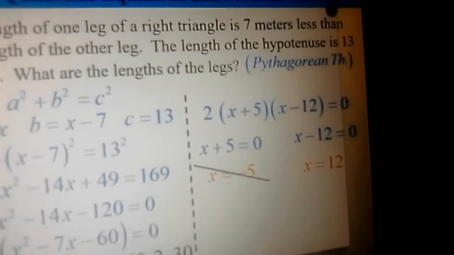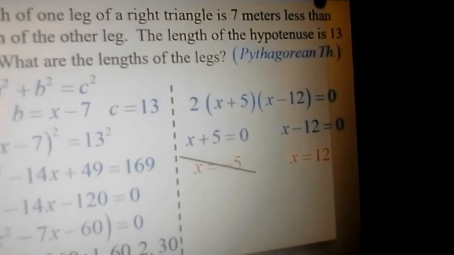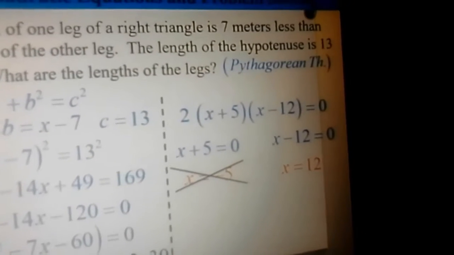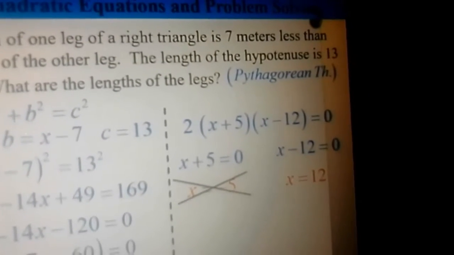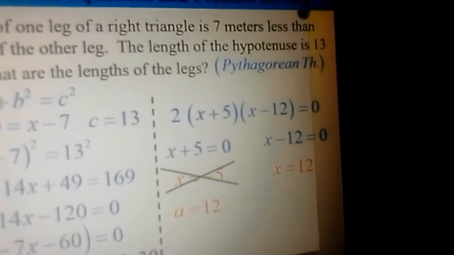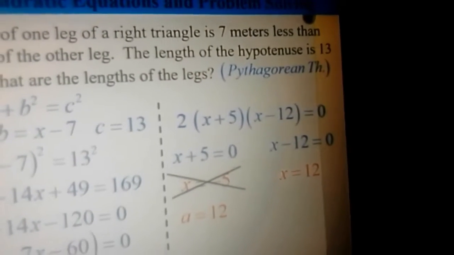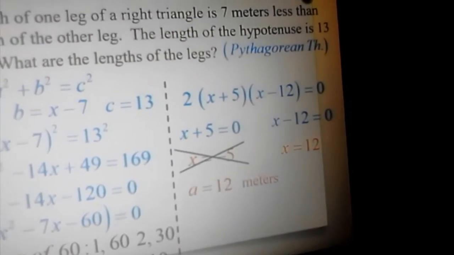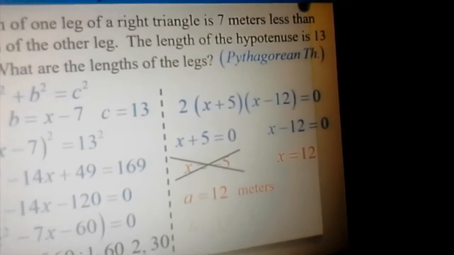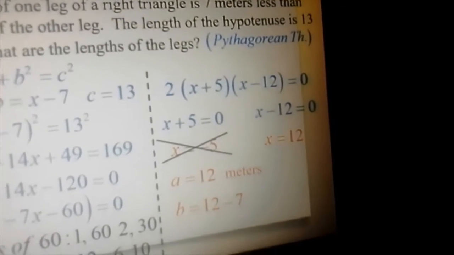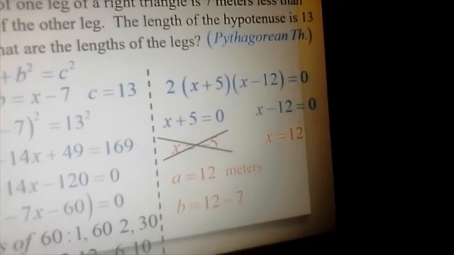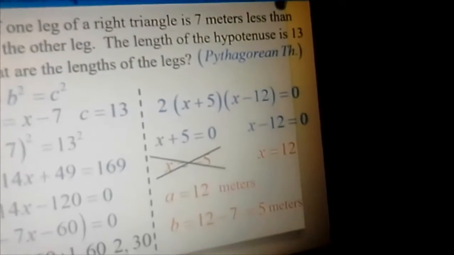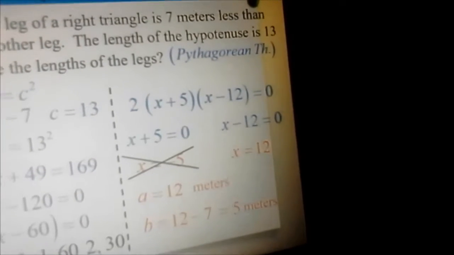Since we deal with the sides of a right triangle, it is impossible to have a negative value of a side. So we eliminate negative 5. So a be equal to 12, since that is the value of our first leg. So it is 12 meters. And we can have the second leg, which satisfies the condition, 12 minus 7, which is equal to 5 meters. So these are the legs of the right triangle.